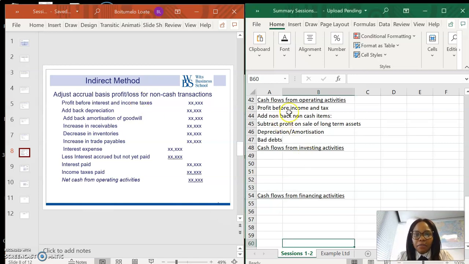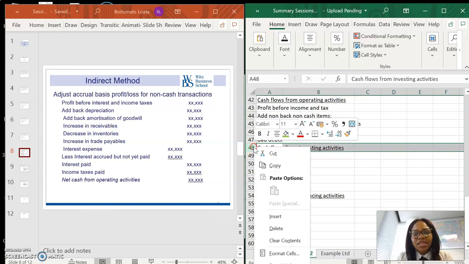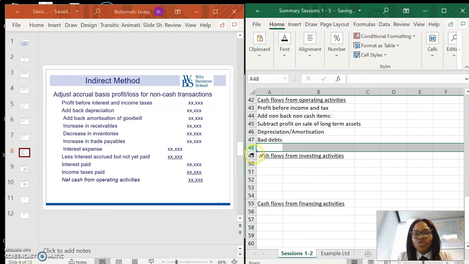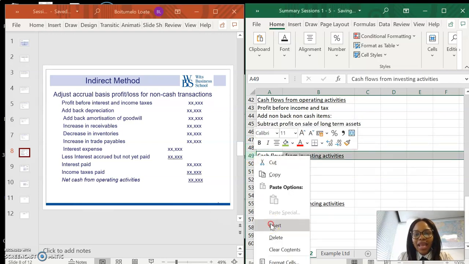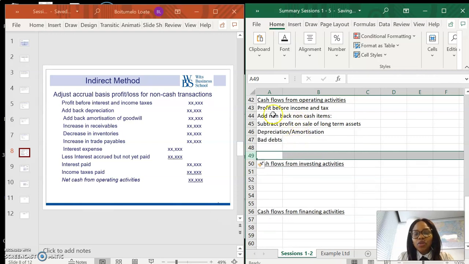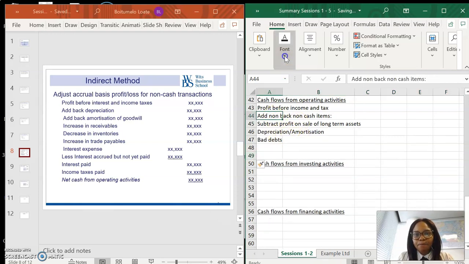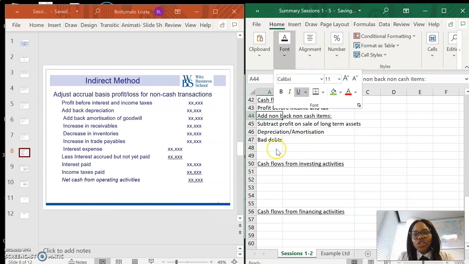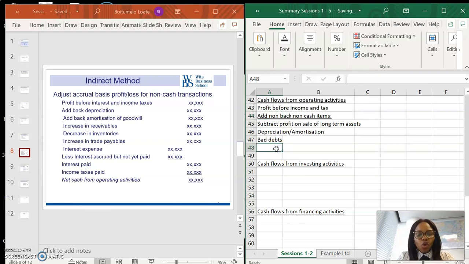So the first step in your indirect method is to add back all the non-cash items. Your non-cash items will be depreciation, amortization, any bad debts, anything called an impairment, anything that is created for accounting purposes that does not actually result in cash. This needs to be added back. Not only do you need to add those back, you also need to reflect the changes in your working capital.